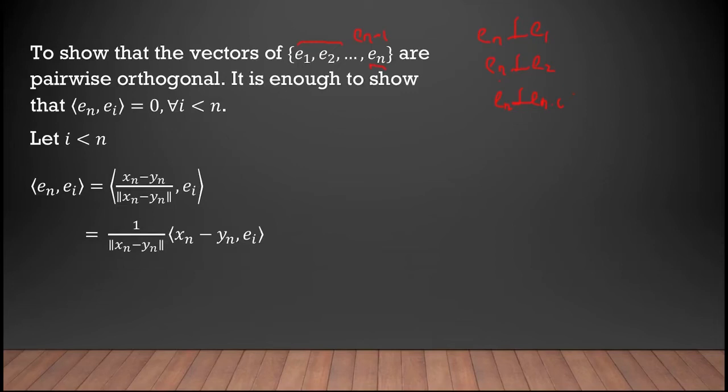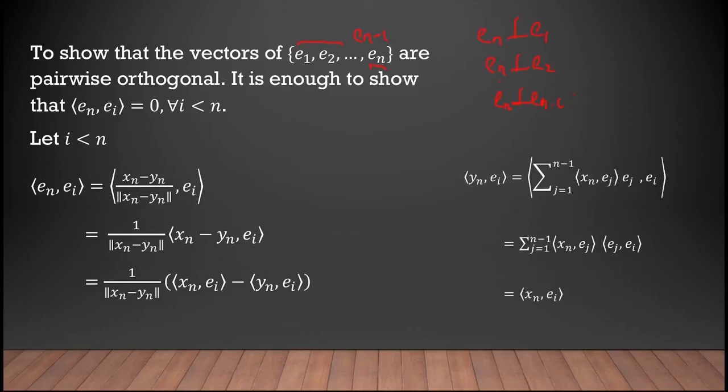Okay. And 1 by the norm of xn minus yn is a scalar. You can take it outside because the inner product is linear with respect to the first variable. So this is 1 by the norm of xn minus yn into the inner product of xn minus yn, ei. And again using linearity of the inner product, we can write this as 1 by the norm of xn minus yn into the inner product of xn, ei minus the inner product of yn, ei.